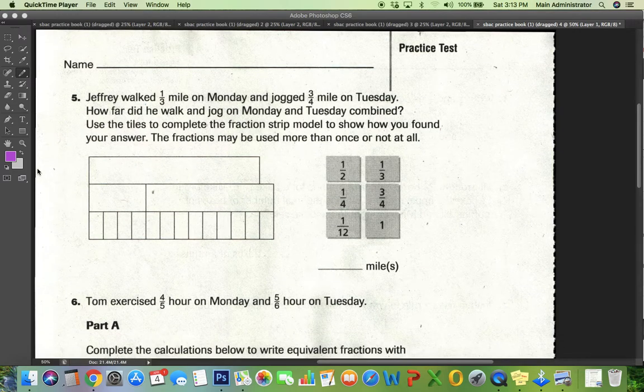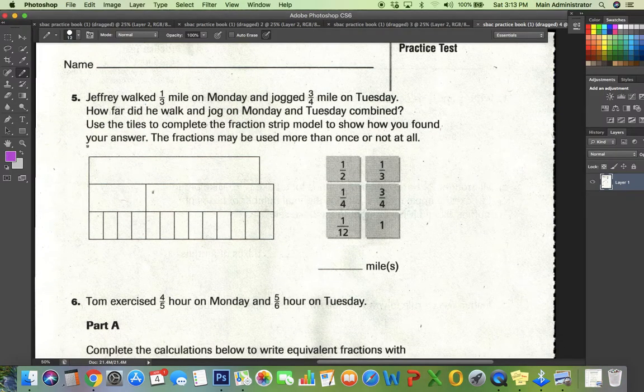Okay, we're going to do SB24 right now. Jeffrey walked 1/3 of a mile on Monday, and jogged 3/4 of a mile on Tuesday. How far did he walk and jog on Monday and Tuesday combined? So I'm going to add those up. Use the tiles to complete the fraction strip model to show how you found your answer. The fractions may be used more than once or not at all.